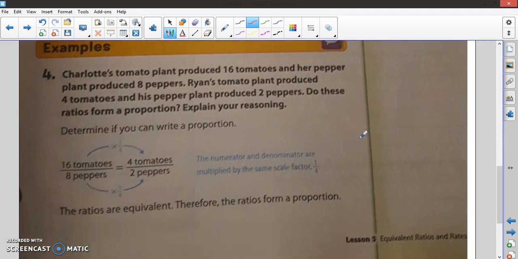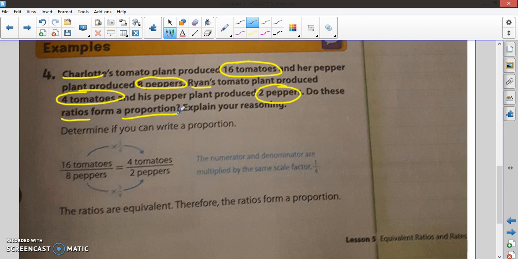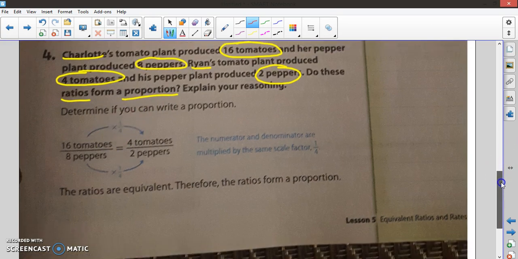It says Charlotte's tomato plant produced 16 tomatoes and her pepper plant produced 8. That's for Charlotte. Ryan's tomato plant produced 4 tomatoes and his pepper plant produced 2 peppers. So we're going to see if these two ratios form a proportion. Remember, a proportion is two equal ratios. So we're going to fix this a little bit so that it doesn't confuse you as much.